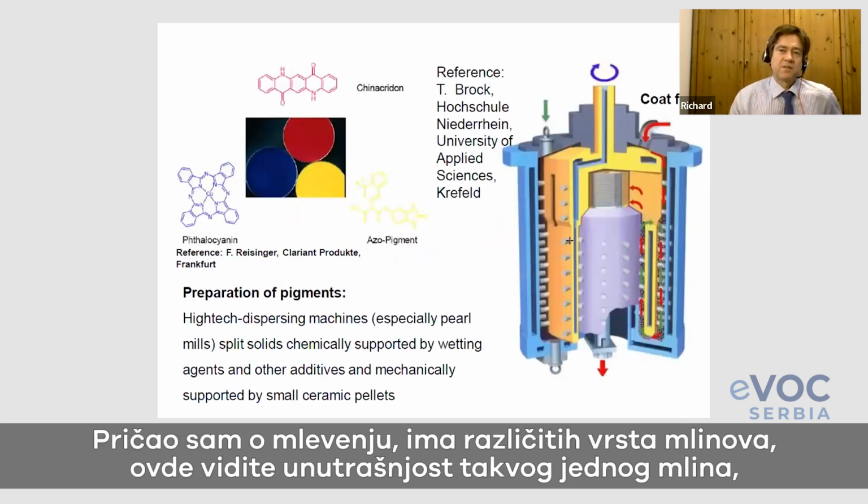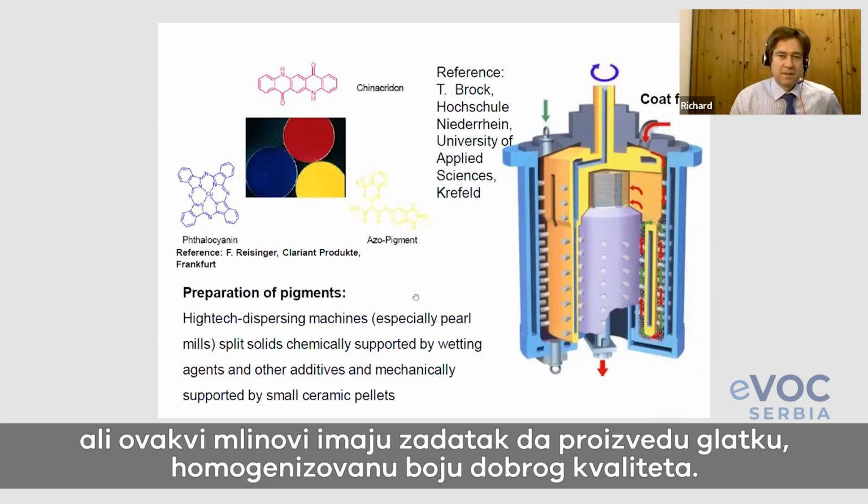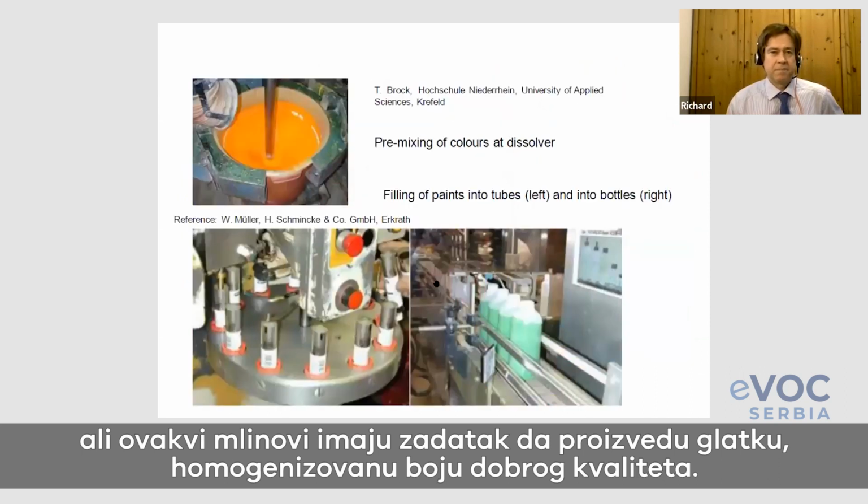Here I just spoke about this mill. There are different types of mills, for example pepper mills and so on. Here you see the inside of such a mill, but those mills have the task to produce really very smooth and homogenized materials and paints, to make a good paint.